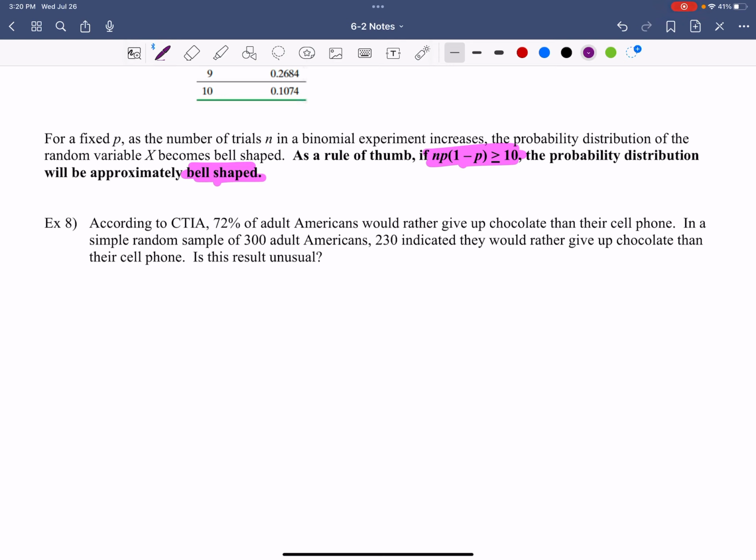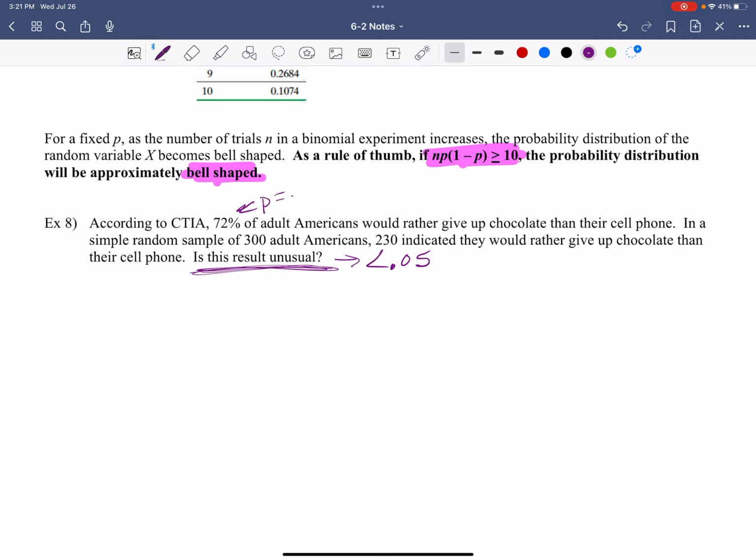The CTIA, well, guess what? It's the exact same thing. 72% of adult Americans would rather give up chocolate than their cell phone. In a random sample of 300 adult Americans, 230 indicated they would rather give up chocolate than their cell phone. Is this unusual? So we're trying to figure out if this is unusual. So let's see if this is bell-shaped, because that's what we want to look at, right? And then how do I know if something's unusual? What does that mean? Yep, that it's less than 0.05. Good. So we're bringing that back now, right? We had that previously.